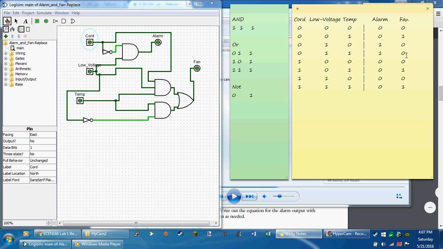If the cord is plugged in, there's no problem. If the cord is plugged in and it's hot temperature, then the fan will turn on. If there's a cord plugged in and it's low voltage, then that's no problem either because your laptop's just charging. And if the cord, low voltage, and high temperature are on, then it'll just turn the fan on because the only problem is really that it's hot still. So this is called a truth table. This is just the basic bare bones way to explain how the circuit will work.